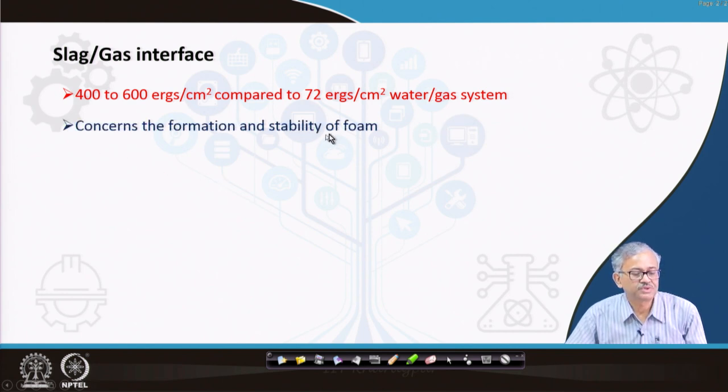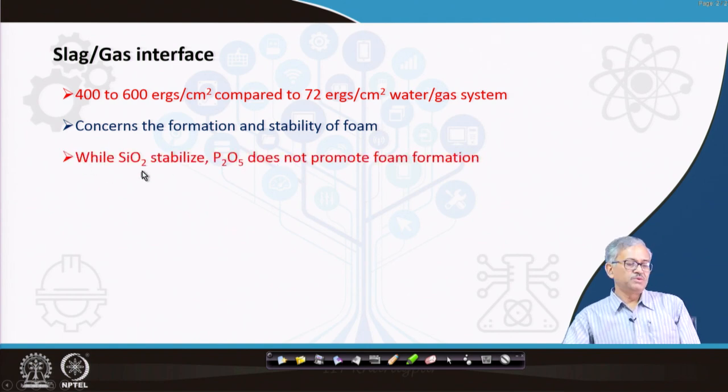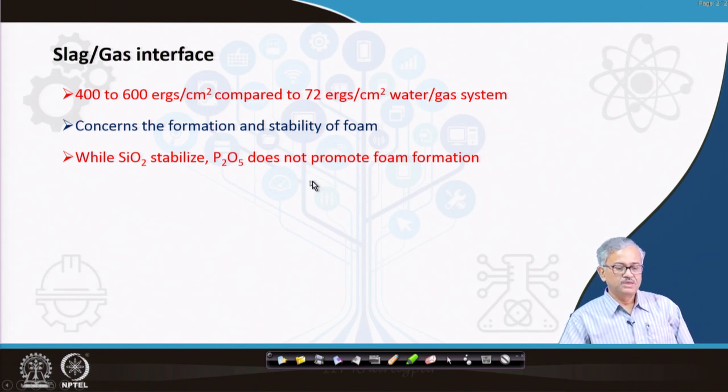And it concerns the formation and stability of the foam. It has also been found that SiO2 stabilizes the foam, whereas P2O5 does not promote foam formation. P2O5 does not form foam, while SiO2 stabilizes the foam. That is important.